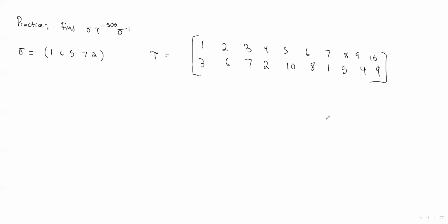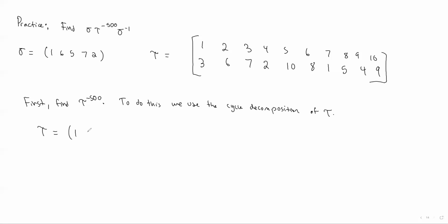So first I have to find tau to the negative 500. And to do this, we use the cycle decomposition of tau. So tau equals 1 goes to 3, 3 goes to 7, 7 goes back to 1, 2 goes to 6, which goes to 8, which goes to 5, which goes to 10, which goes to 9, which goes to 4. Wow, it's a long cycle, and it goes back to 2.